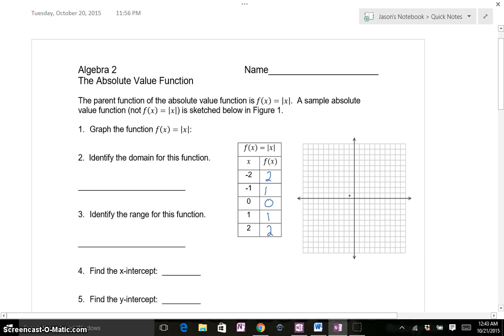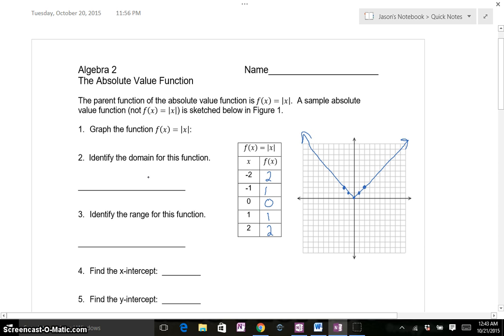So negative 2, 2. There, negative 1, 1. 0, 0, positive 1, 1, positive 2, 2. And you see the V shape starts to form. So we'll just continue that pattern and we have our absolute value function.